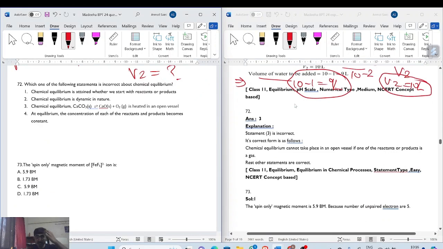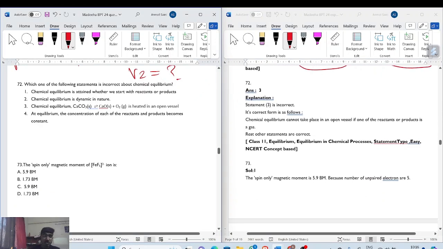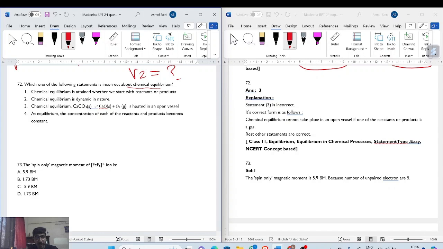Now question number 72. Which of the following statements is incorrect about chemical equilibrium? First, chemical equilibrium is attained whether we start with reactant or product. This statement is correct, that whether we start with reactant or product, the chemical equilibrium will be attained after a certain period of time. Here we have to find the incorrect statement. Chemical equilibrium is dynamic in nature. Yes, this statement is also correct.